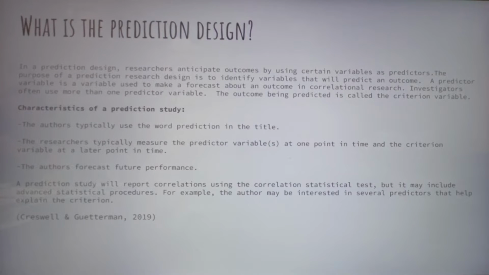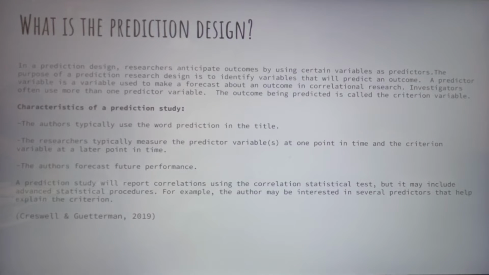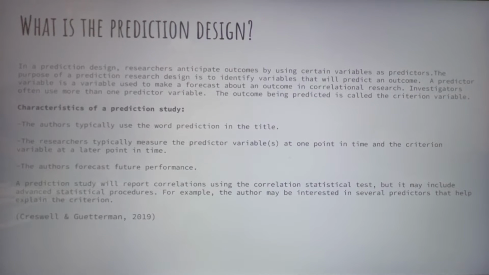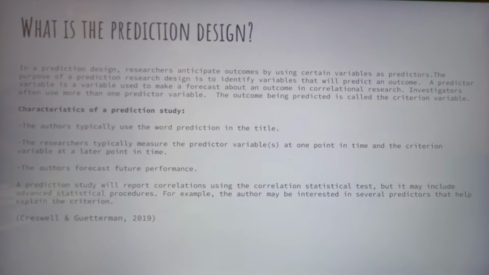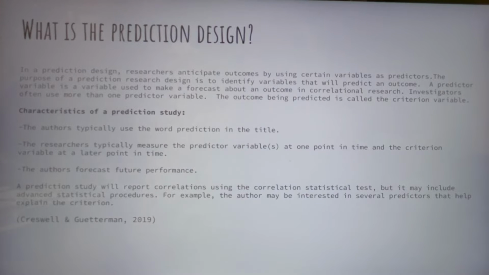What is the prediction design? In a prediction design, researchers anticipate outcomes by using certain variables as predictors. The purpose of a prediction research design is to identify variables that will predict an outcome. A predictor variable is a variable used to make a forecast about an outcome in correlational research. Investigators often use more than one predictor variable. The outcome being predicted is called the criterion variable.